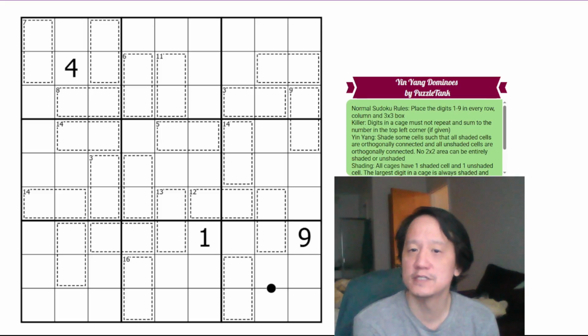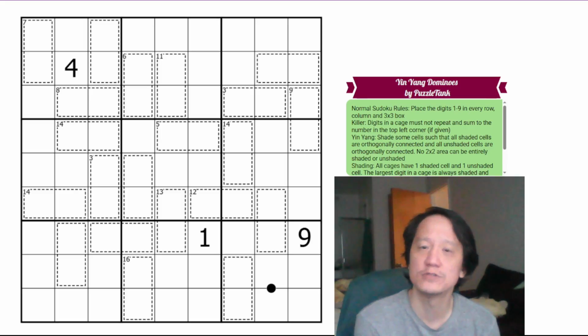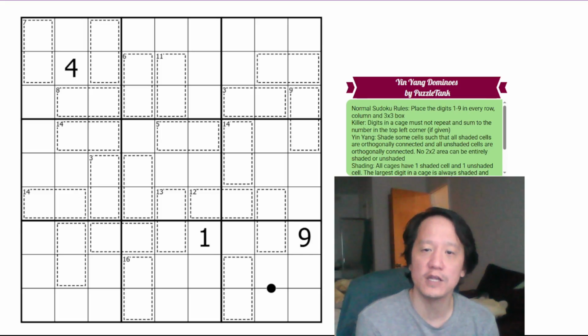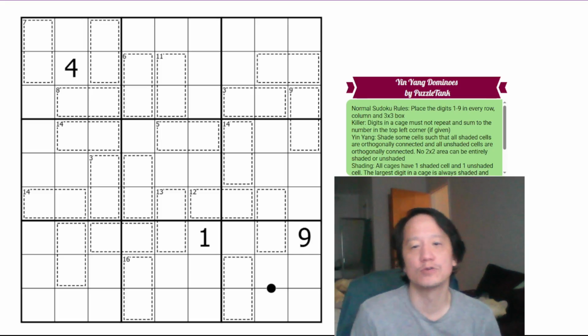And take that easiness with a grain of salt, because it's considered easy by the people on the Logic Masters Germany forum, and there's a lot of really smart people there. Today's puzzle is called Yin Yang Dominoes by Puzzle Tank, and here are the rules.